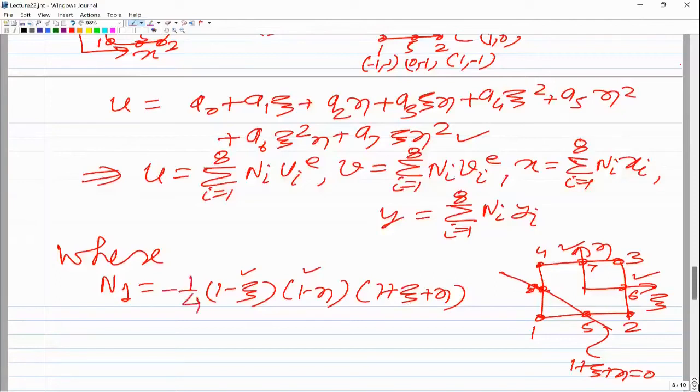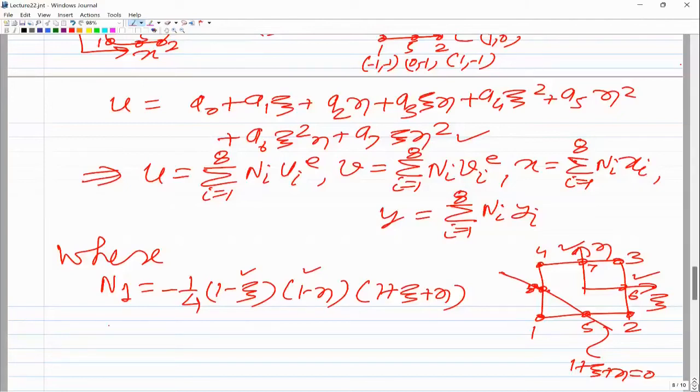So this is N1. When we write N1 like this, you would see that N1 is unity at node 1 and 0 at all other nodes. So N1 would be 0 at nodes 2, 3, 4, 5, 6, 7 and 8. So it is unity at 1, 0 at 2, 3, 4, 5, 6, 7 and 8.